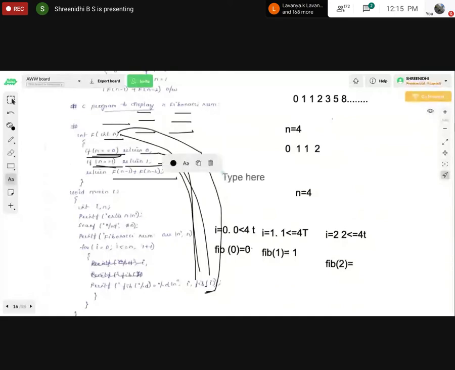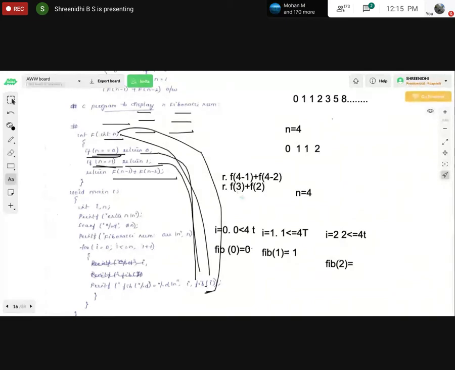Now see carefully what happens here. Return f of n minus 1 plus f of n minus 2. Take n as 4: f of 4 minus 1 is 3, plus f of 4 minus 2 is 2. Now again I am calling the same function. What will be f of 3? Again, look back here.